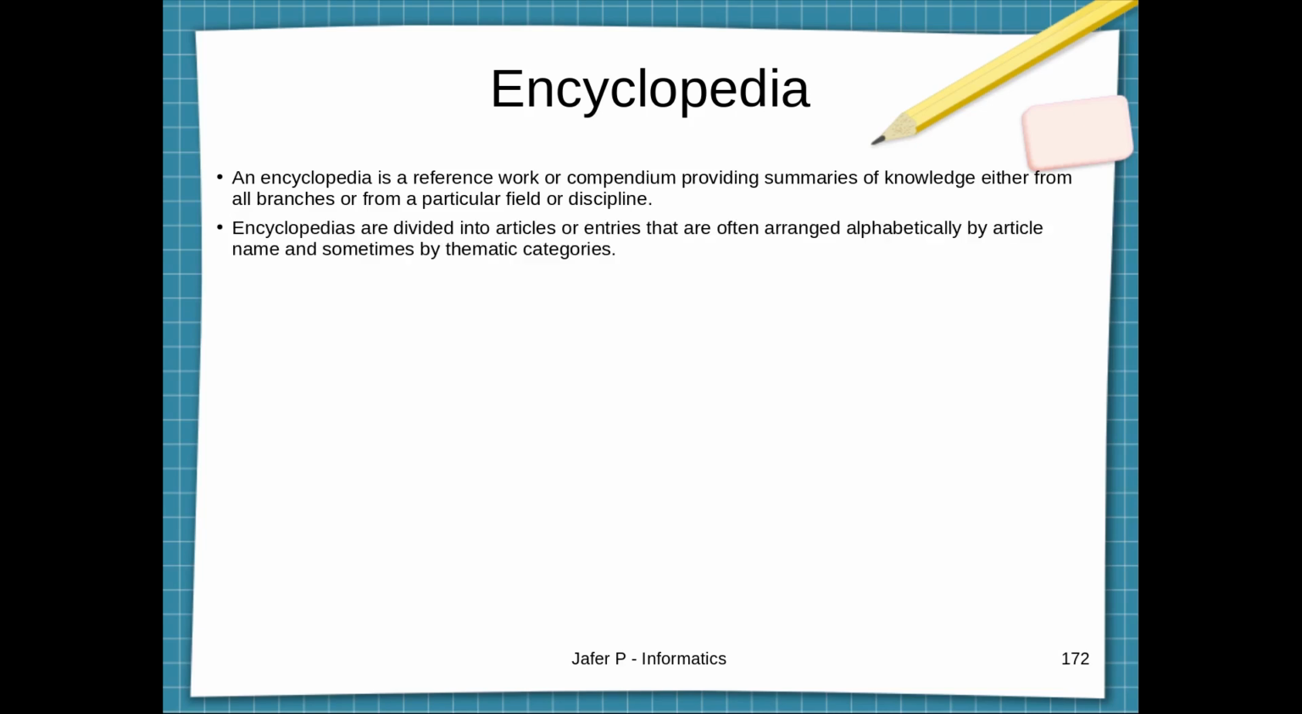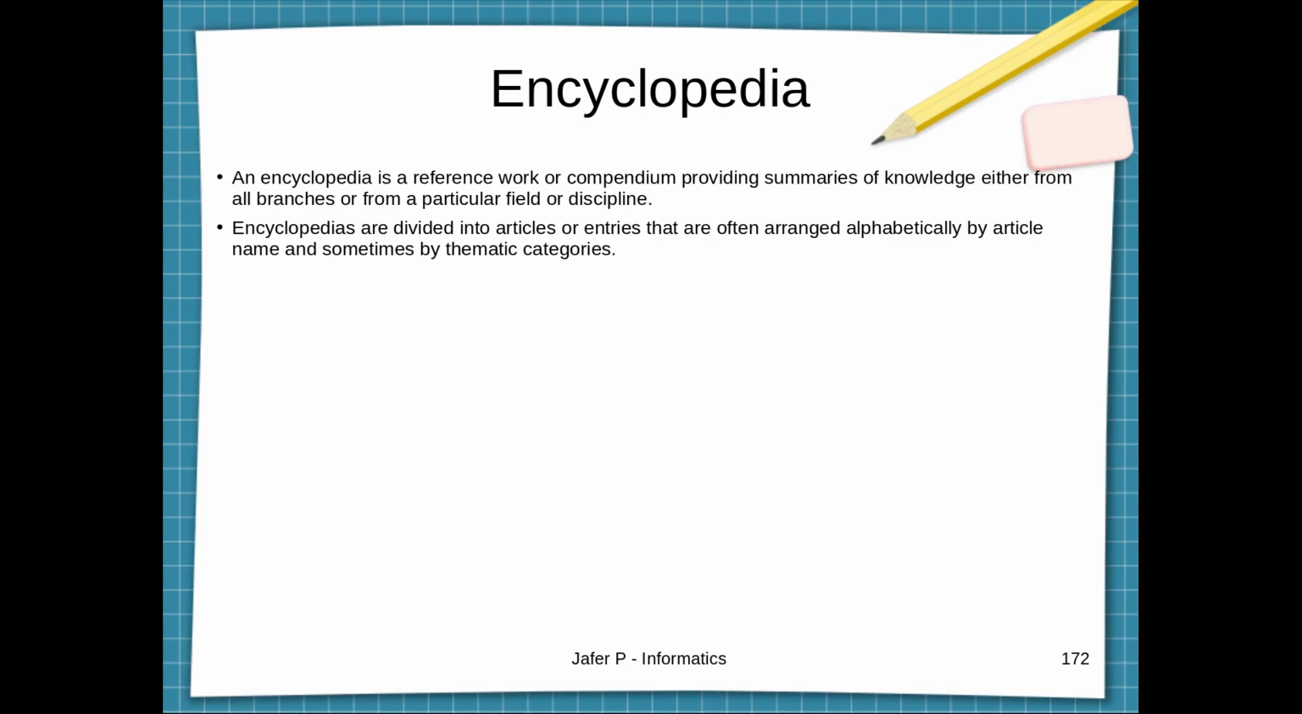Encyclopedias are divided into articles or entries that are often arranged alphabetically by article name and sometimes by thematic categories, right? It will be divided as articles. So based on the article you can go and search. The other name for an article is entry, and these are often arranged alphabetically by article name.